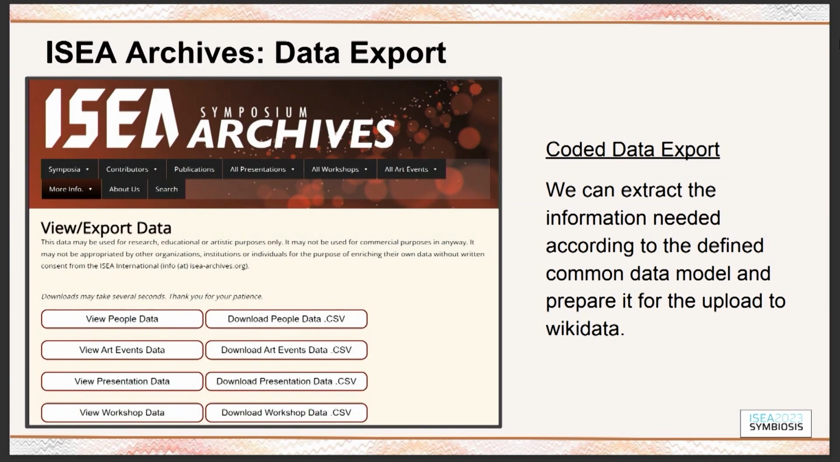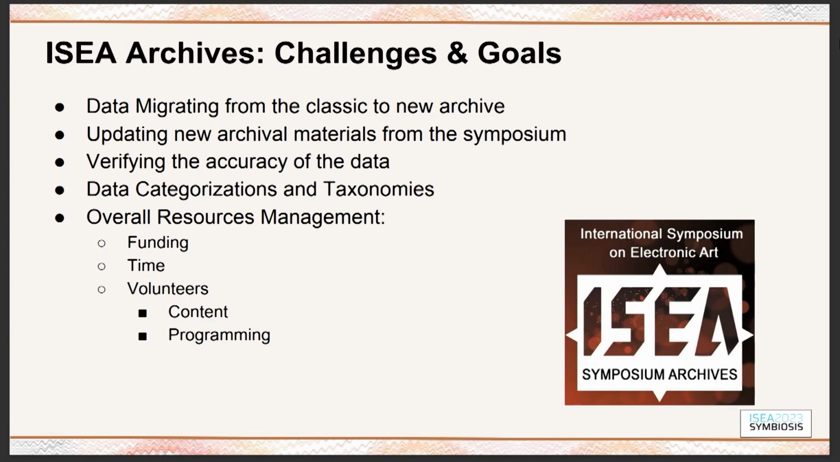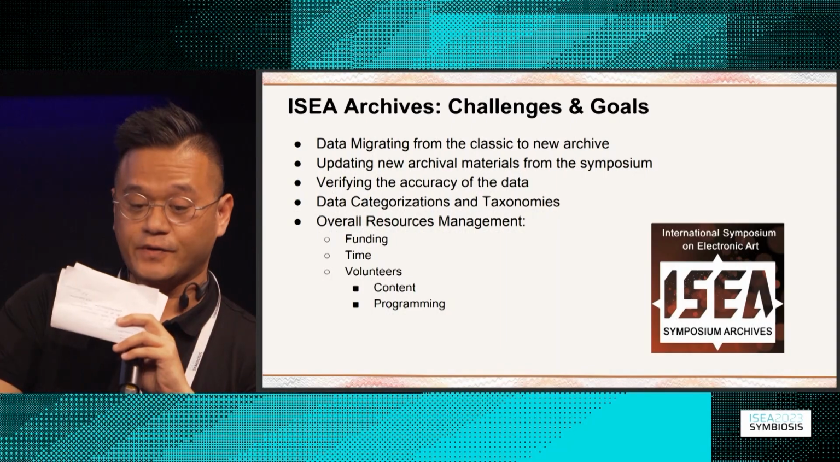We also added a new function to export data. So we are ready to export the data and make comparisons with other archives and be more ready to make the connection. The current challenges and goals we have, first, is the data migration from the classic to the new archive, and also at the same time updating all the new content.